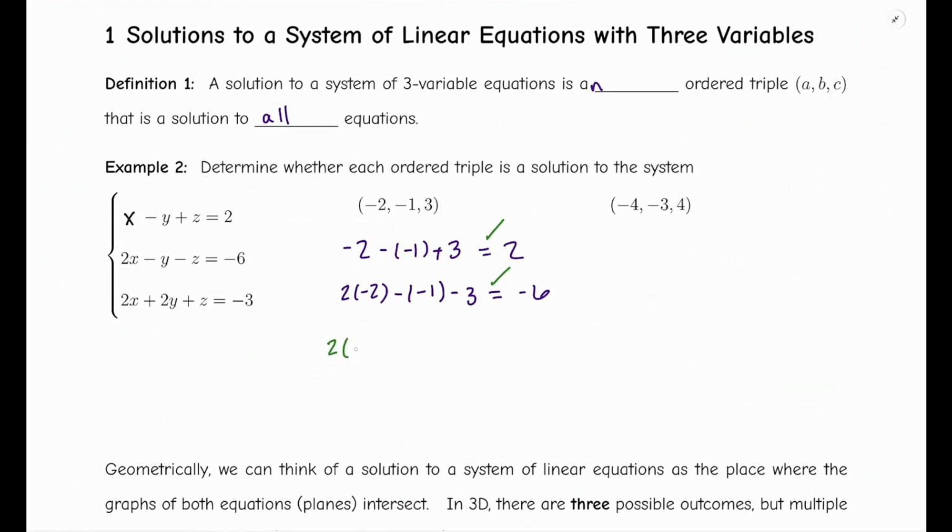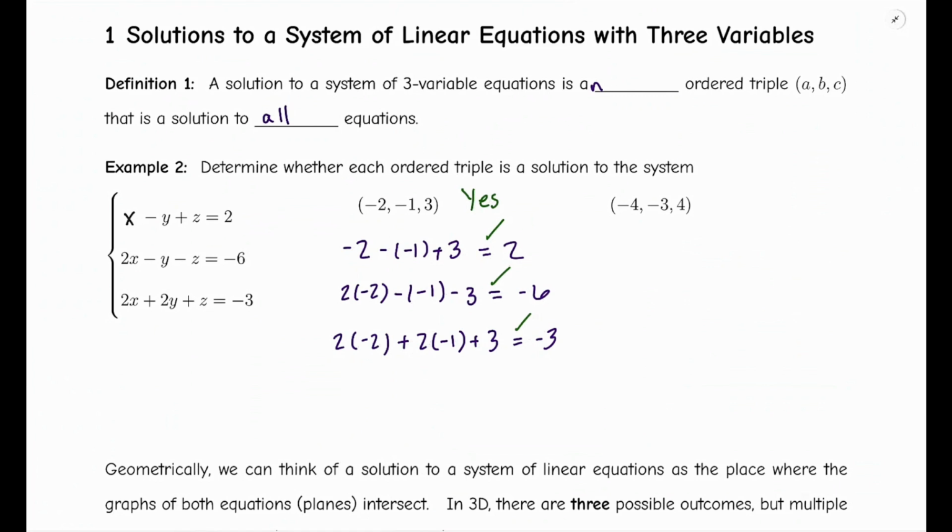And then we get 2 times negative 2 plus 2 times negative 1 plus 3, and that does equal negative 3, so that checks out. So since the point worked in all three equations, yes, this is a solution to the system of equations.